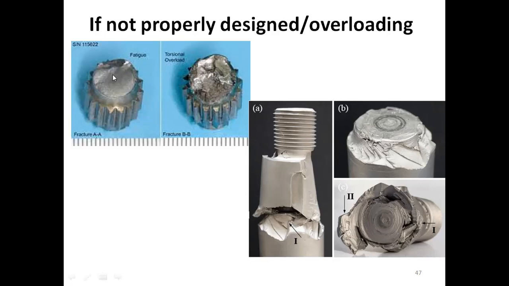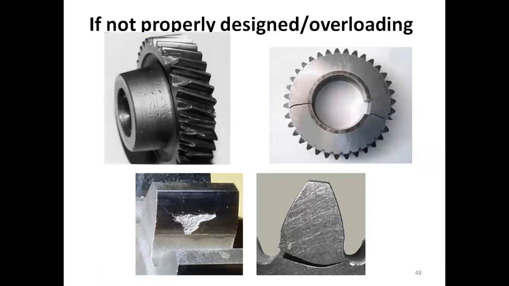This is another failure which has occurred because of fatigue. When we apply cyclic loading to the material, then fatigue occurs. Initially, if there is some defect in the material, such as a crack or blowholes, then slowly and gradually that crack would expand and the material would fail. Here you are seeing some more examples of shaft failures because of defects or overloading, or not being properly designed. Failure of gears because of overloading.